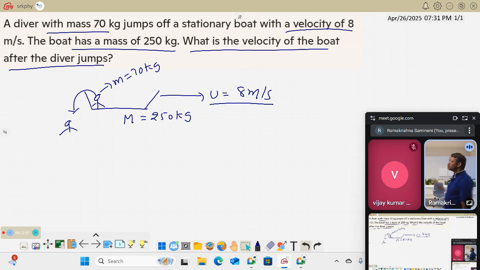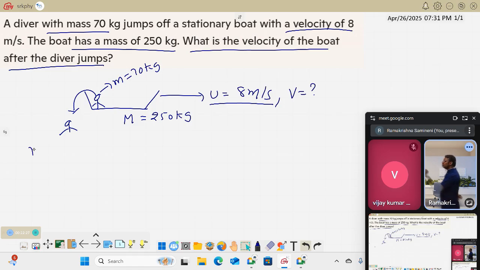So when the person jumped out of it, what happens to the speed of the boat? That means what is the velocity of the boat? They are asking to find. In this case, they did not give the speed of the person after that. So first write the data, what is given.